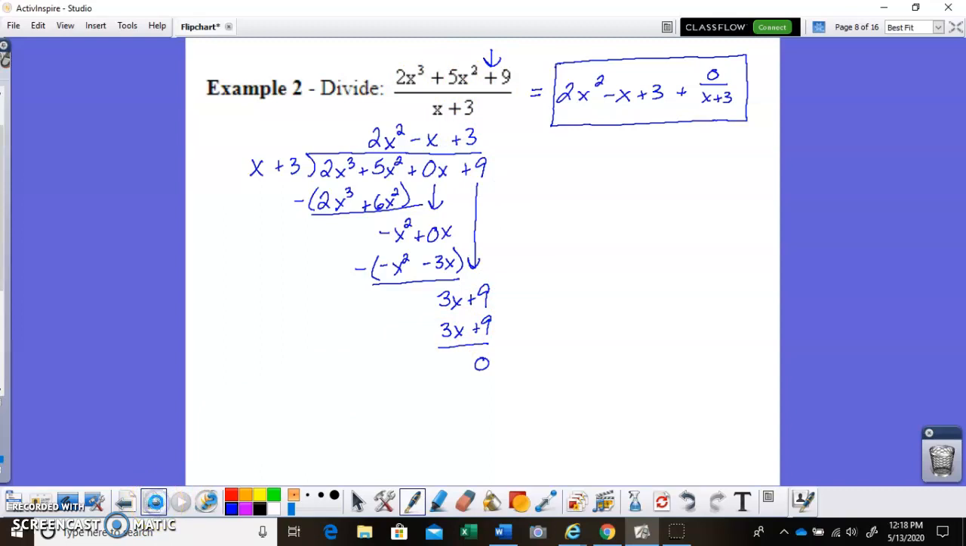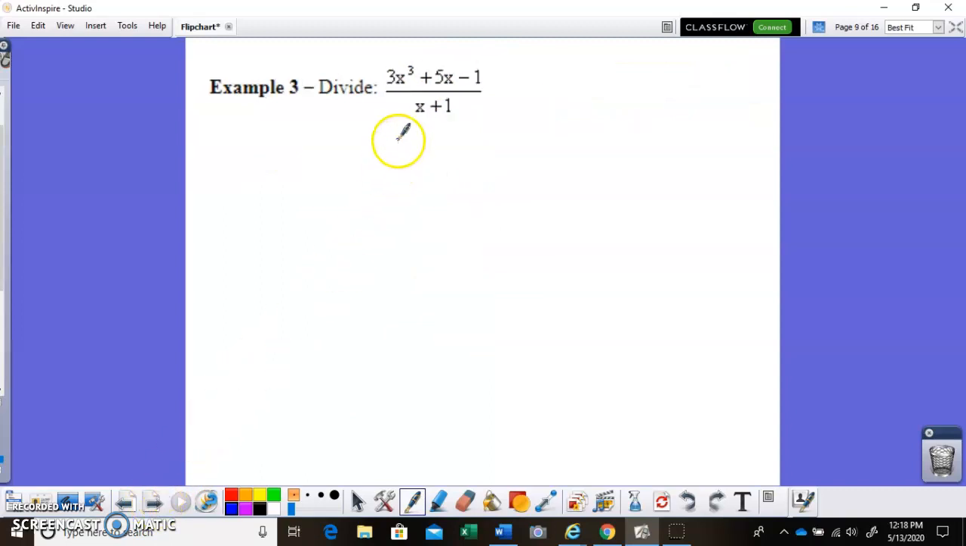All right, so the last example we're going to do of these is this division here. So we have an x cubed, but now we're missing an x squared term, so don't forget to put that in. We have x plus 1 that we're putting into 3x cubed plus 0x squared plus 5x minus 1. All right, so what do I need to multiply x by to get to 3x cubed? I believe 3x squared will get you there. So 3x squared times x is 3x cubed, and 3x squared times 1 is 3x squared, which I'm subtracting.